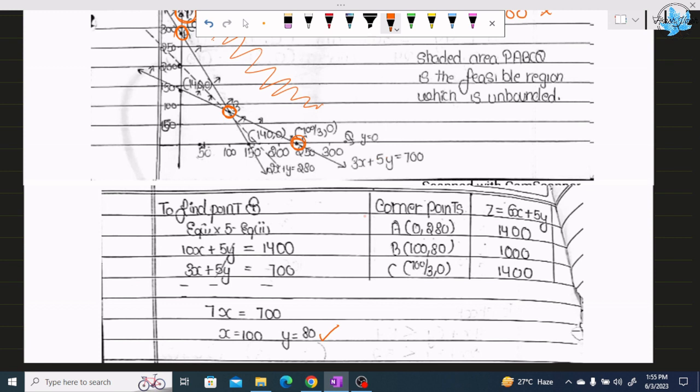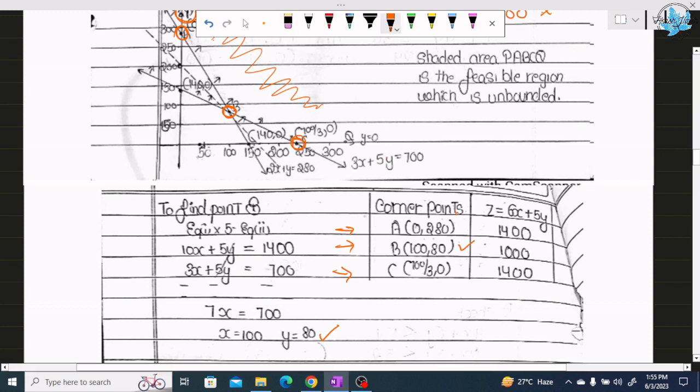Now the next step is to write down the corner points. So we have the A coordinate, B coordinate and C coordinate. We know that the A coordinate is lying on the y-axis, that is 0 comma 280. You can see it from the graph. Then the B coordinate we have found, that is 100 comma 80, and the C coordinate is 700 upon 3.